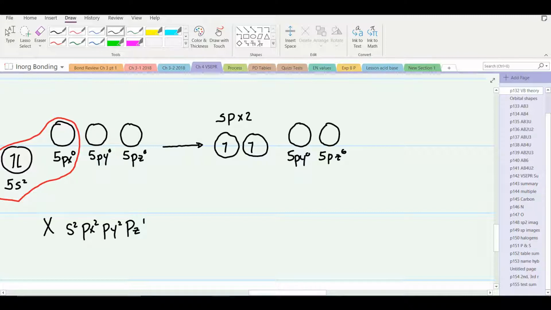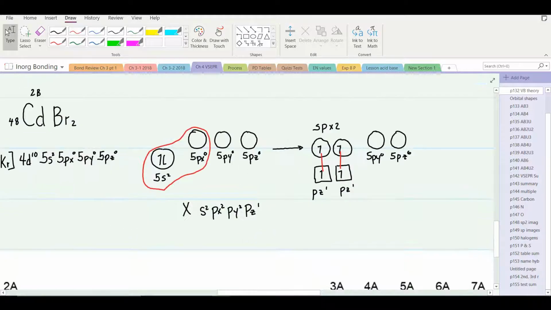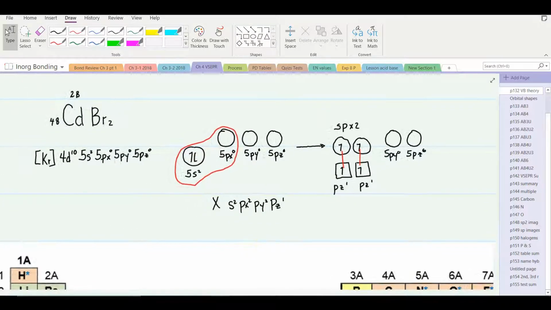Now I'm going to draw the bromine half-filled orbitals just as squares, just to differentiate. And each bromine will have a half-filled orbital. So here's one here and here. And they're going to overlap, and we form 2 covalent bonds. And that's valence bond's explanation of how cadmium bromide would form after hybridization of a 5s orbital and a 5px orbital in cadmium.